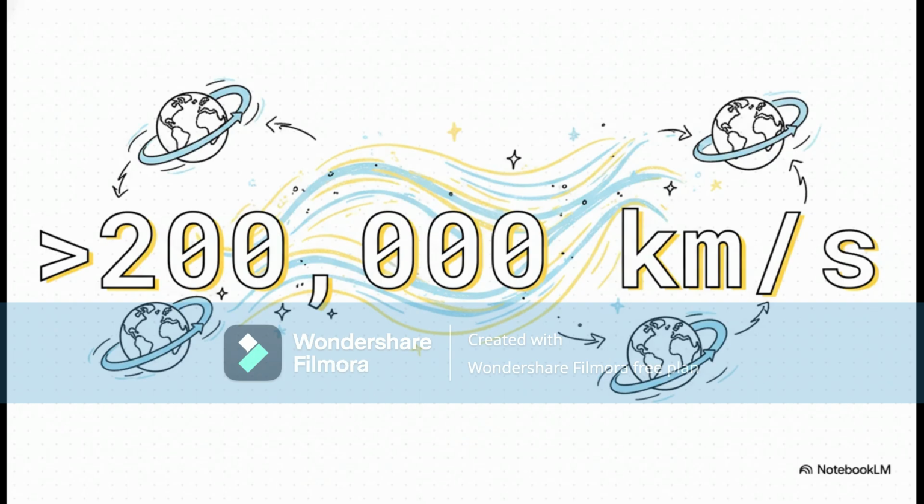Okay, so how fast are we really talking? Get this, over 200,000 kilometers per second. To put that in perspective, that's fast enough to go around the entire planet more than 5 times in just 1 second. It's mind-boggling. And that is why fiber optic internet feels pretty much instant.